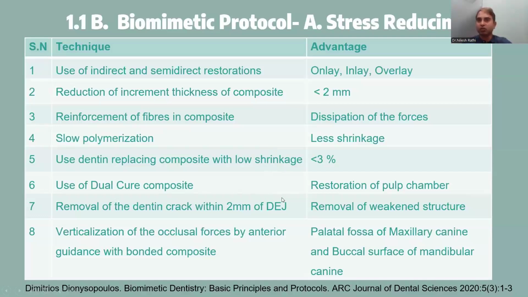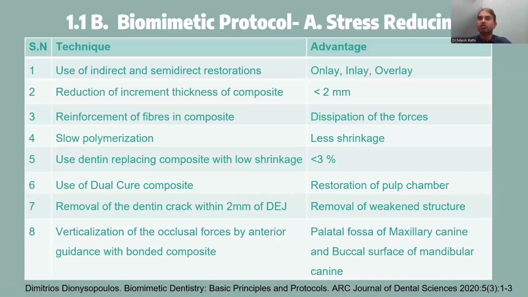The use of dual core composite and removal of the dental cladding at 2 mm of the DEJ junction will help us strengthen the composite restoration. Apart from the composite restoration itself, we also need to think about occlusal stress.